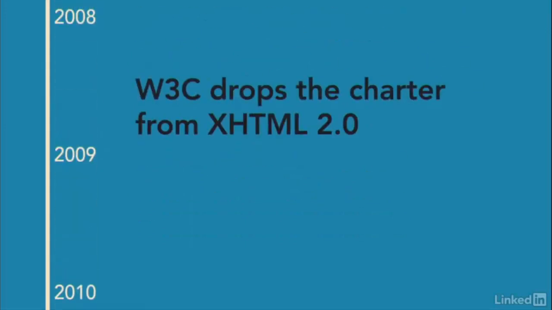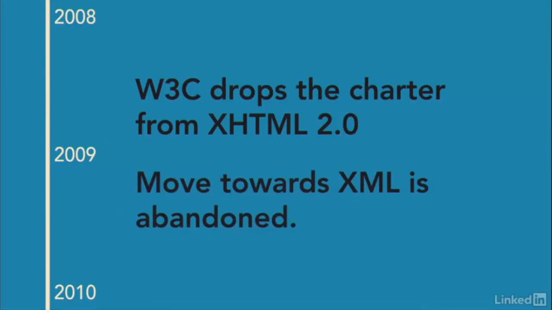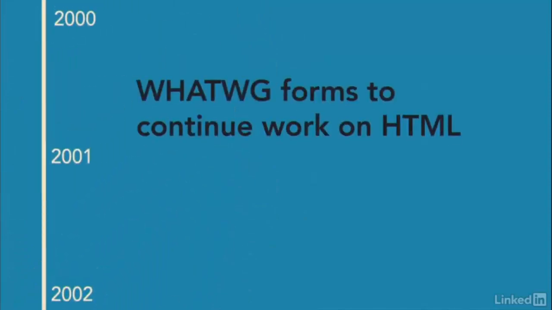XHTML never really realized its vision of creating an extensible language. They had a lot of difficulties when they went to work on the XHTML 2.0 specification, and it just sort of stagnated. So in 2009, the W3C dropped the charter, and that essentially halted all work on moving HTML more towards XML. Now that leads us to where we currently are today with HTML5.